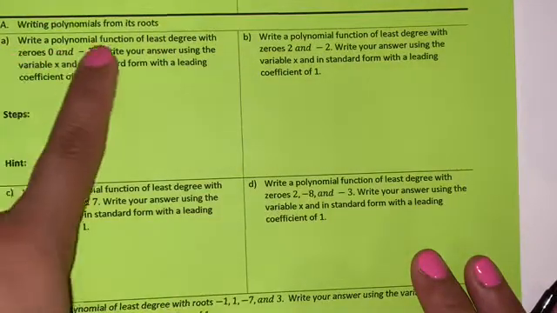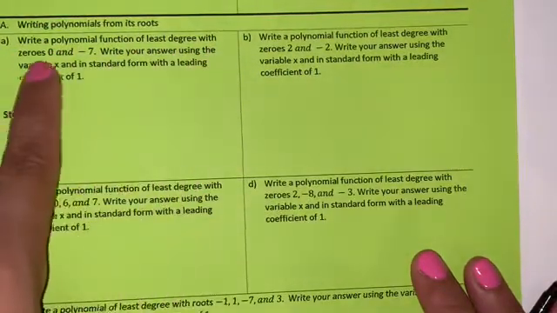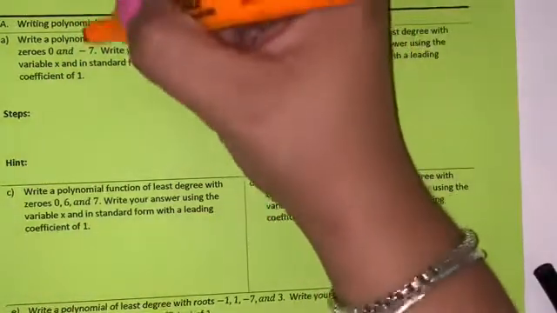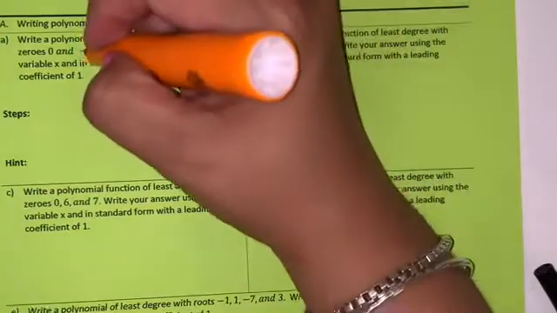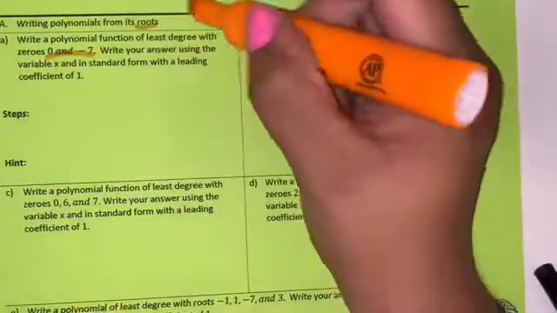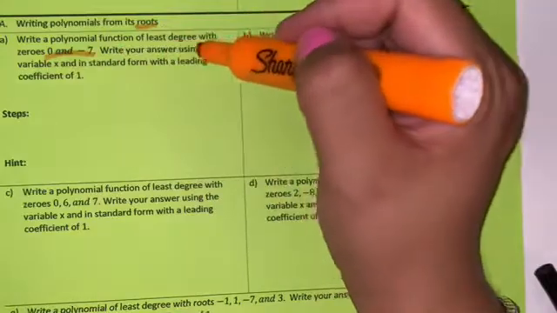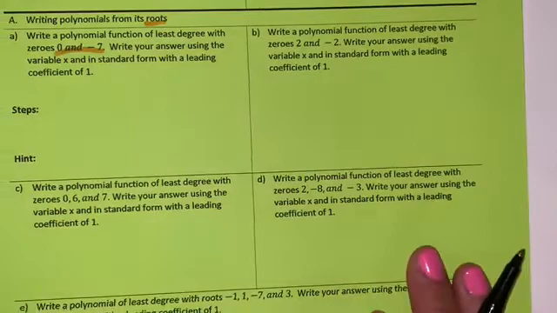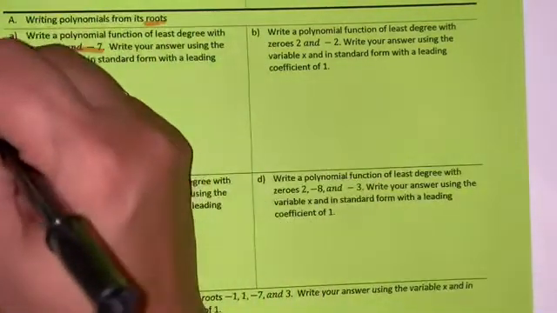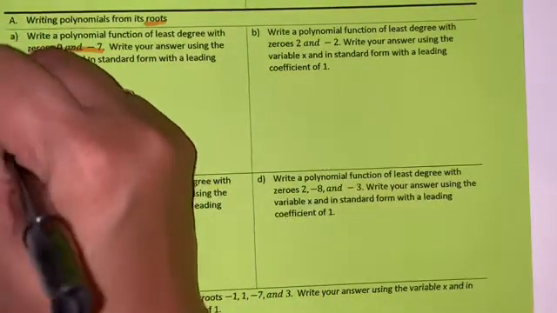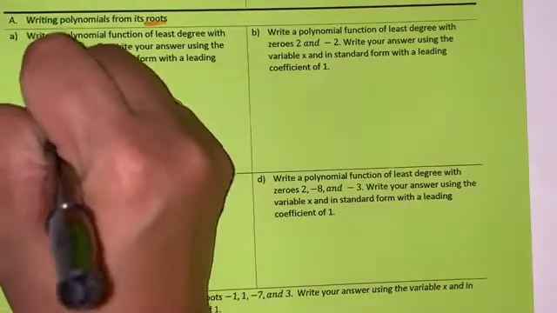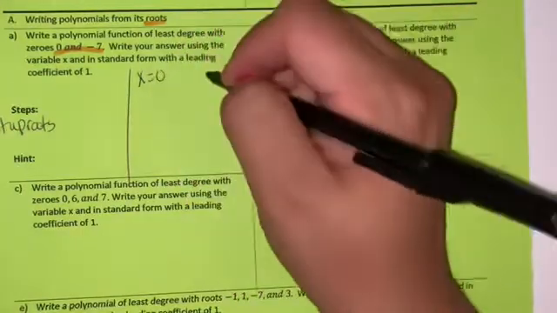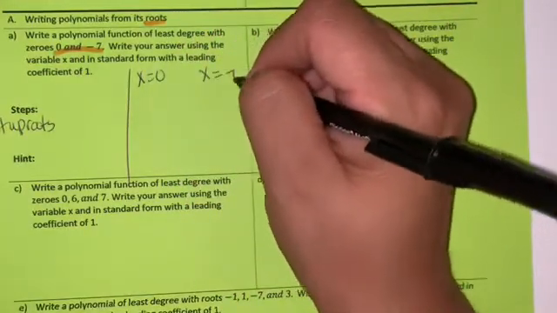Okay, so for A, write a polynomial function with the least degree with zeros 0 and -7, because remember we're working for roots, and these are the zeros. Write your answer using the variable x in standard form with a leading coefficient of 1. So the first steps are going to be to set up the roots. And this is what it looks like. X equals 0, x equals -7.